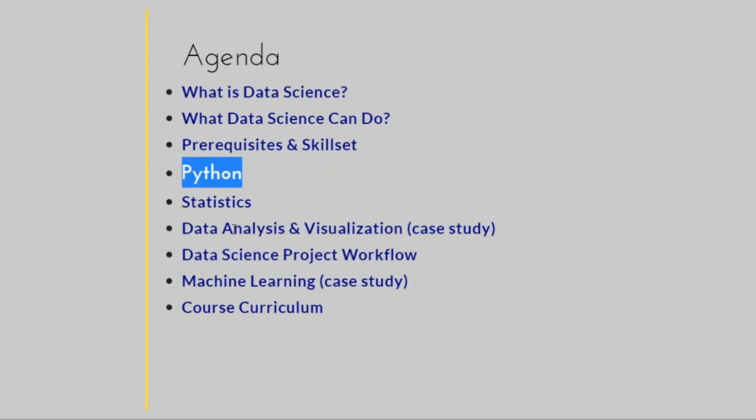We'll take a simple case study of how we generally do data analysis and data visualizations, and I'll explain what the project workflow is. If you enter the data science field or any data science domain, there is a specific project workflow. We will try to understand what kind of project workflow data science generally follows, and we'll take some machine learning study, and finally we'll go to the course curriculum. What are the topics we are going to cover, and finally we will enter into Q&A.